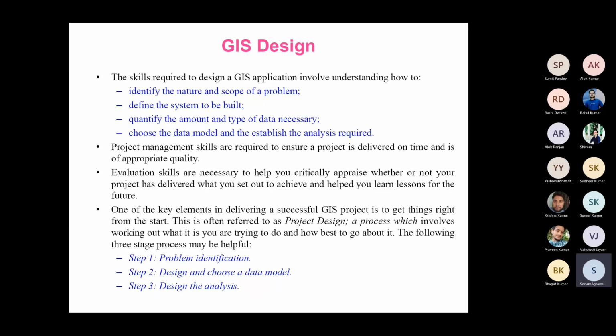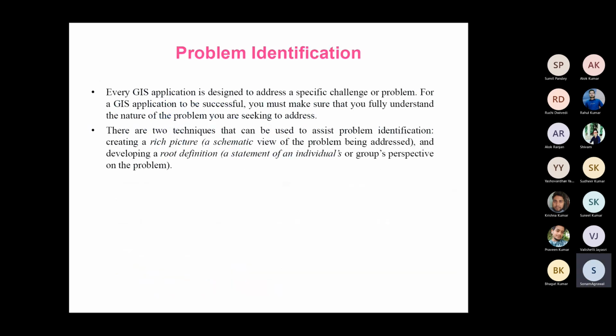In problem identification, there are several methods through which the problem could be identified. Two of the methods are discussed over here. The first one is the rich picture and the second one is the root definition. As I told you earlier, many times the client doesn't know, or the developer doesn't understand, what the client expects from the system. Therefore, such methods are used.